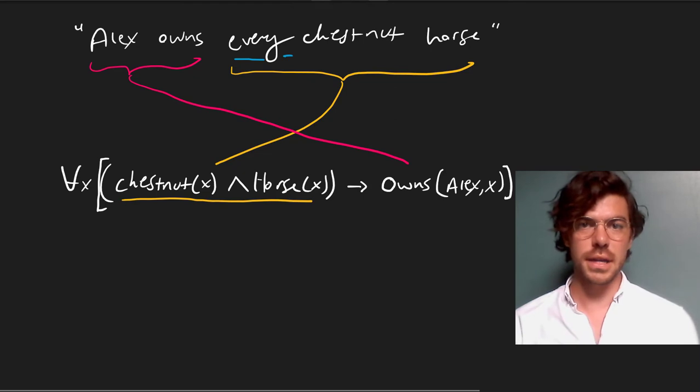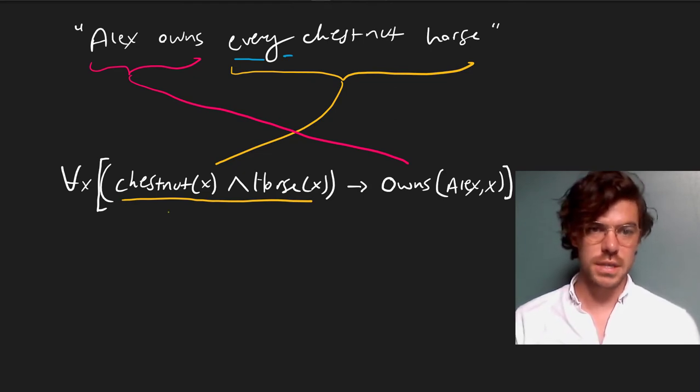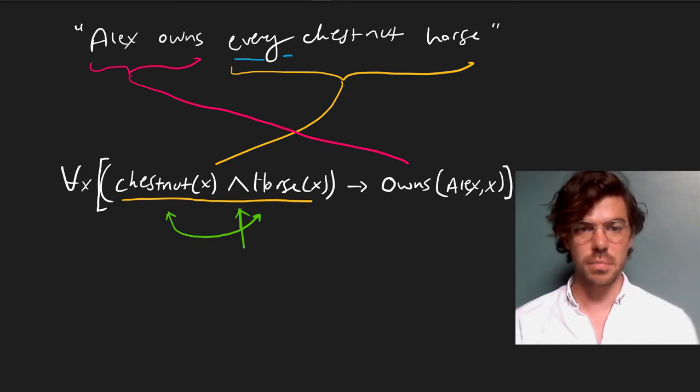One final remark, it doesn't matter much which order these two appear in, of course, because the and symbol is commutative, which is to say P and Q is equivalent with Q and P. So you could say for all X, horse X and chestnut X, it doesn't much matter.